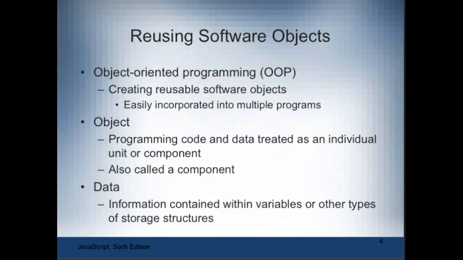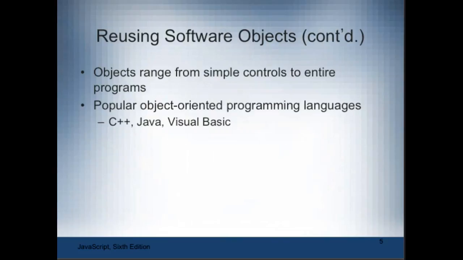In Chapter 1, you learned that the procedures associated with an object are called methods, and that the variables associated with an object are called properties or attributes. Objects can range from simple controls such as buttons to entire programs such as database applications. In fact, some programs consist entirely of other objects.